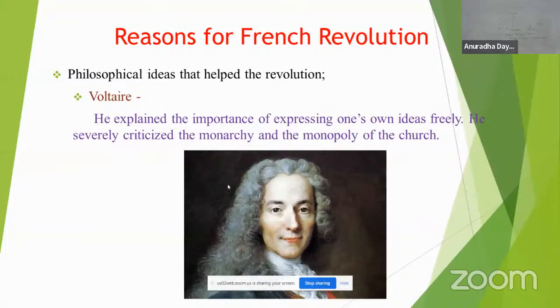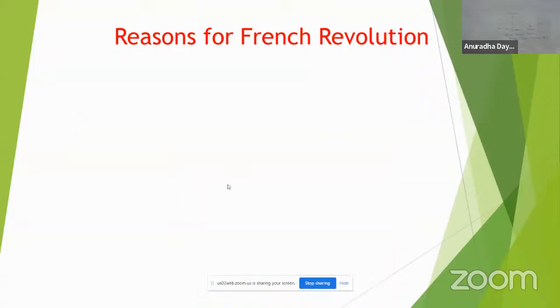He explained the importance of expressing one's own ideas freely. That means even though he was a laborer, a farmer, he should have the freedom to express his ideas freely. He severely criticized the monarchy and the monopoly of the church. So that means the church should not influence people, and the king should not influence people this much, and there must be freedom. So that is the idea of Voltaire.